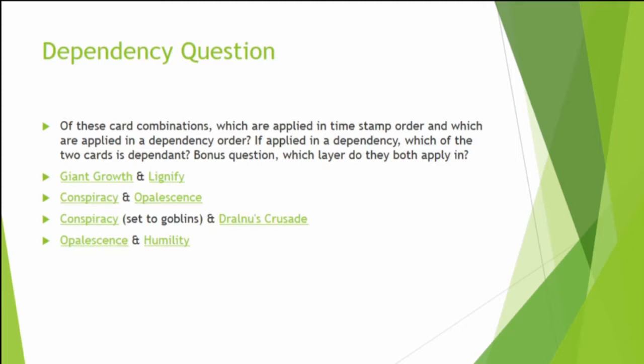Okay, you've got answers. Who wants to try to crack at the first one? Go for it. Giant Growth and Lignify is a trick question. They don't apply at the same time. Lignify is layer 7B, and Giant Growth is layer 7C. That is the absolute correct answer. Good job. Who wants to take a crack at number 2?